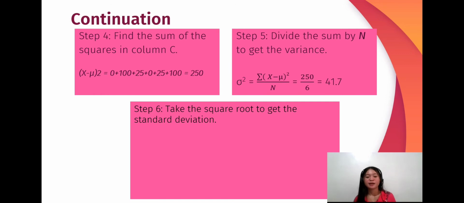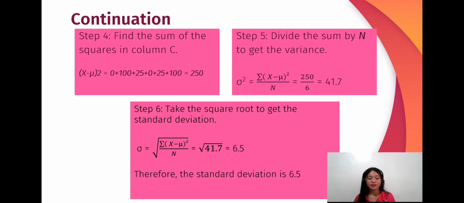Lastly, take the square root to get the standard deviation. Square root of 41.7 is equals to 6.5. So, asa na itong gikuha nga 41.7, dili na siya gikan sa atong variance. Para makuha na ang standard deviation, atong square root ang 41.7, ug ni-equal siya sa 6.5. Therefore, the standard deviation is 6.5.